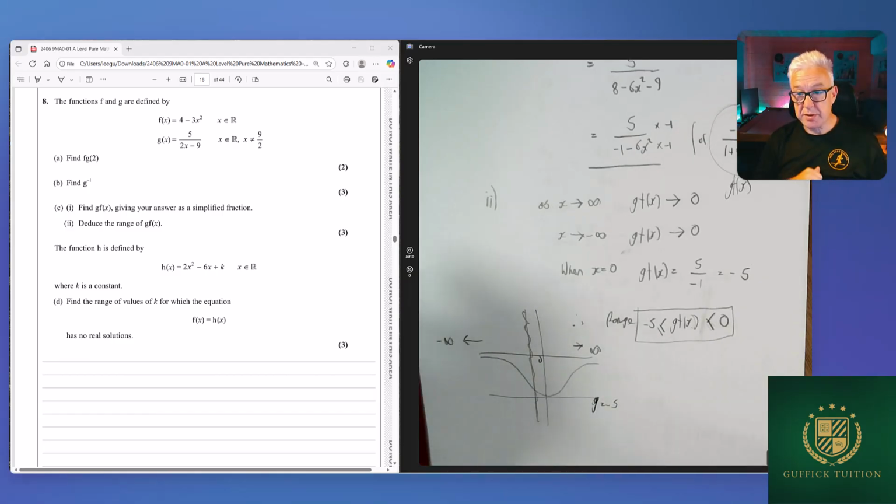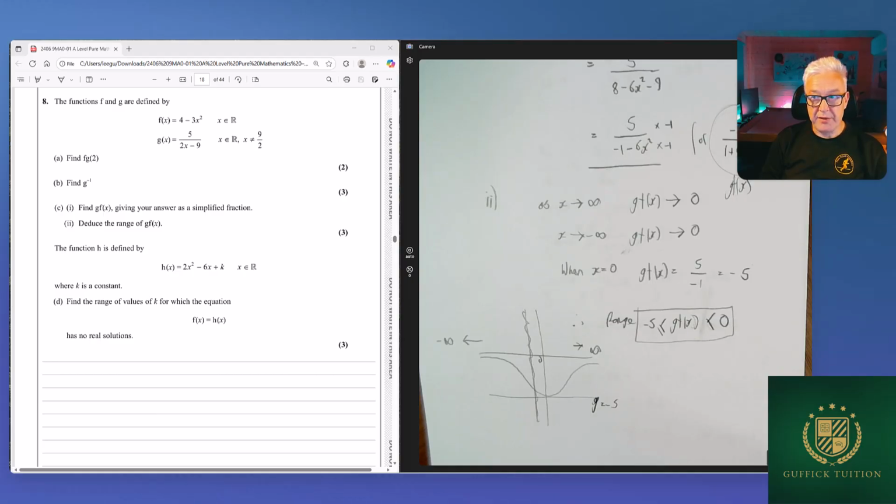This is one of those things where if you've got a graphical calculator, you're at an advantage, because there's nothing to stop you plotting that and seeing what it looks like. So definitely advantageous if you've got a graphical calculator for that particular question.